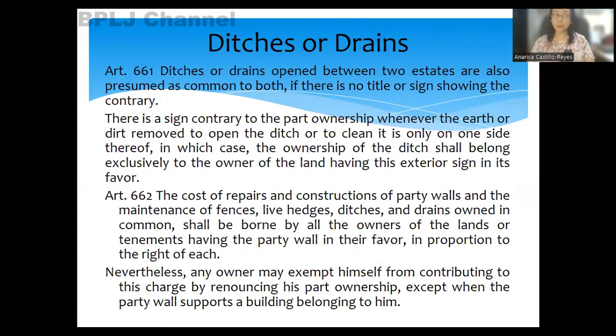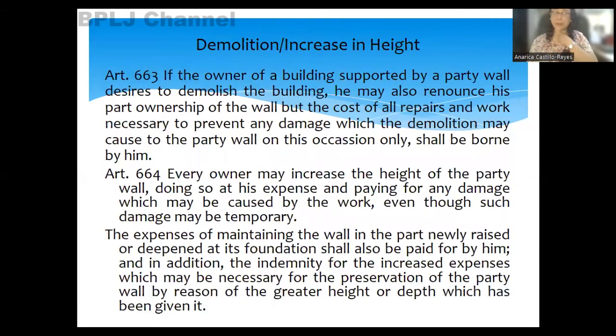We now go to ditches or drains. Under Article 661, ditches or drains open between two estates are also presumed as common to both if there is no title or sign showing the contrary. Now, there is a sign contrary to the part ownership whenever the earth or dirt removed to open the ditch or to clean it is only on one side, in which case the ownership of the ditch shall belong exclusively to the owner of the land having this exterior sign.